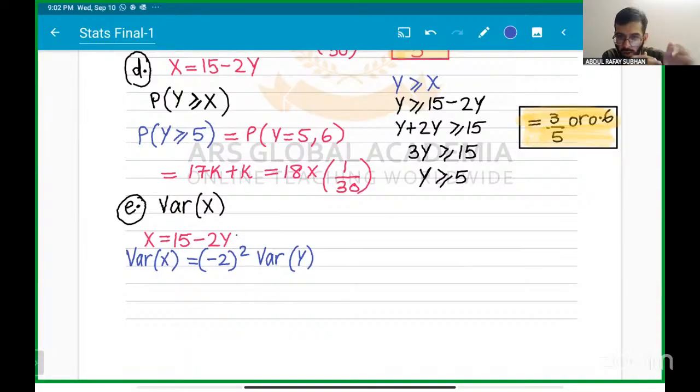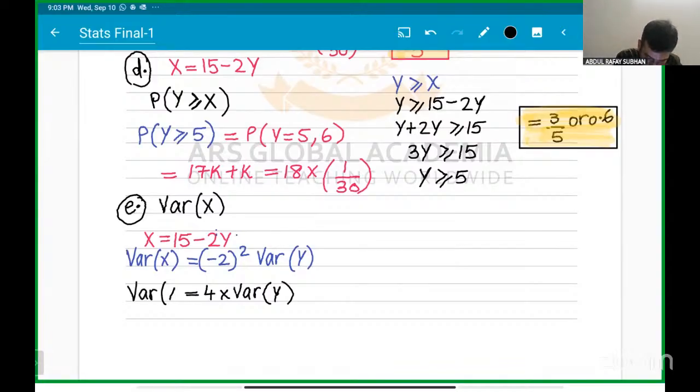Plus 15 ko ignore kar denge. Y ke saath multiply ho raha hai minus 2. Y is being multiplied by minus 2. Whatever the number is, usko square kar denge, so minus 2 ka square is 4. You just have to get the 4 multiplied by the variance of y. That will be the answer for the variance of x.